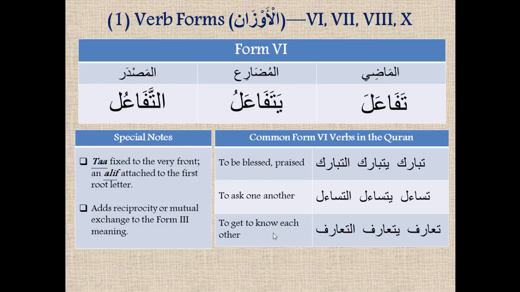So again, when we're learning these verb forms, we want to train ourselves to listen to the unique characteristics of each verb. So for form 6, that would be listening for that ta and listening for that elongation in the middle of the verb itself. تفاعل يتفاعل التفاعل.